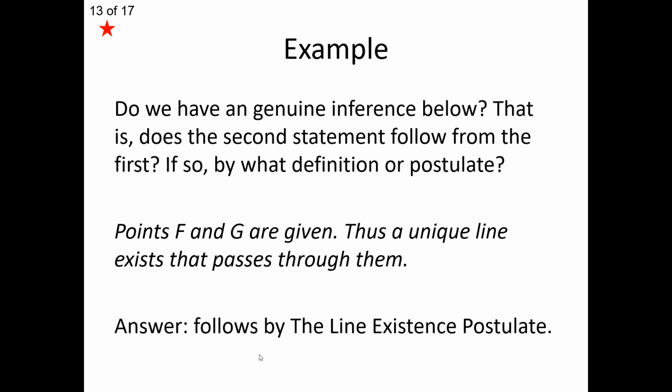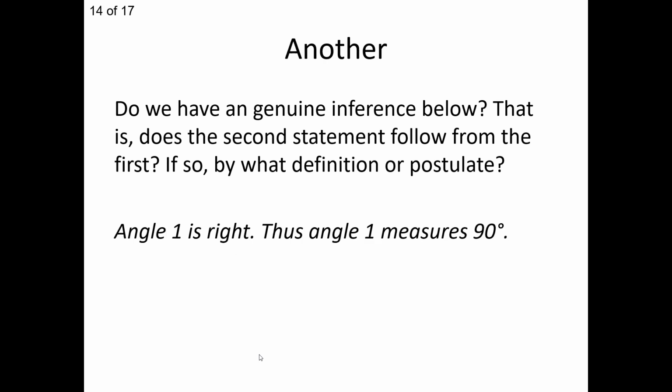So what you're going to help me practice in this chapter is making sure that the inferences I have are true by justifying them with a definition or postulate. Let's practice this again. Same questions as before, but now we have a new statement and a new inference being made. Here's our new statement. Angle 1 is right. So that's something given. Thus, here's our inference. Angle 1 measures 90.